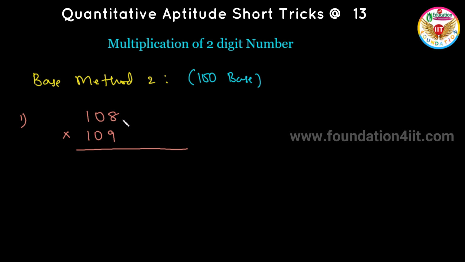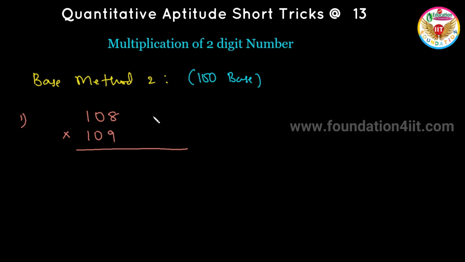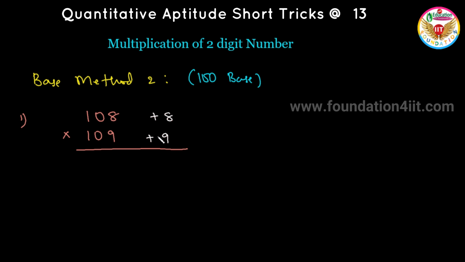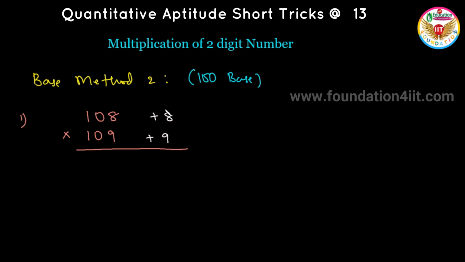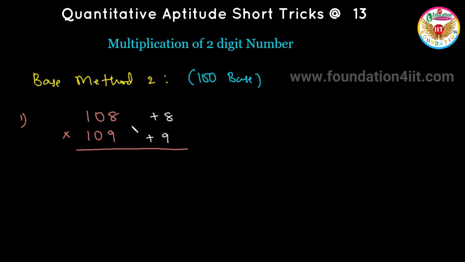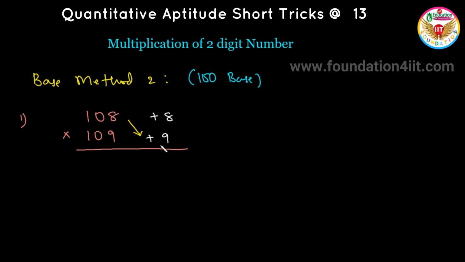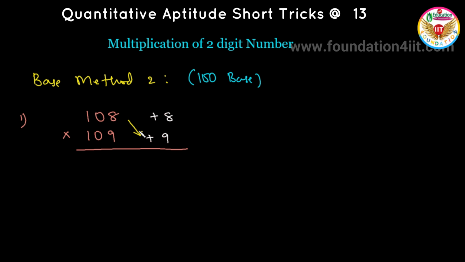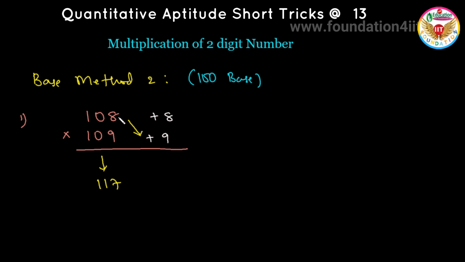Both numbers are more than 100 and very close to 100. The first number is 8 more than 100, the second one is 9 more. Because it is more, I am using the plus symbol: plus 8 to the 100, plus 9 to the 100. The next step is to cross-add, like 108 plus 9 or 109 plus 8. You get the same answer. 108 plus 9 is 117, the first step. Either way, 109 plus 8 is also 117.